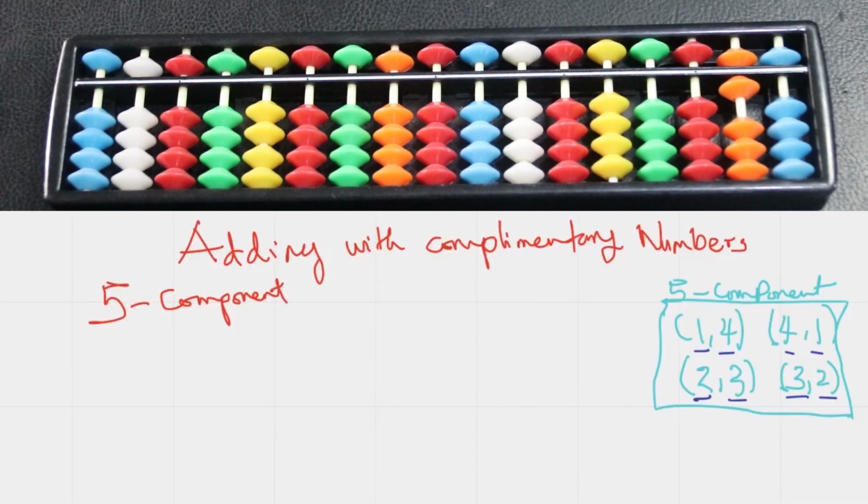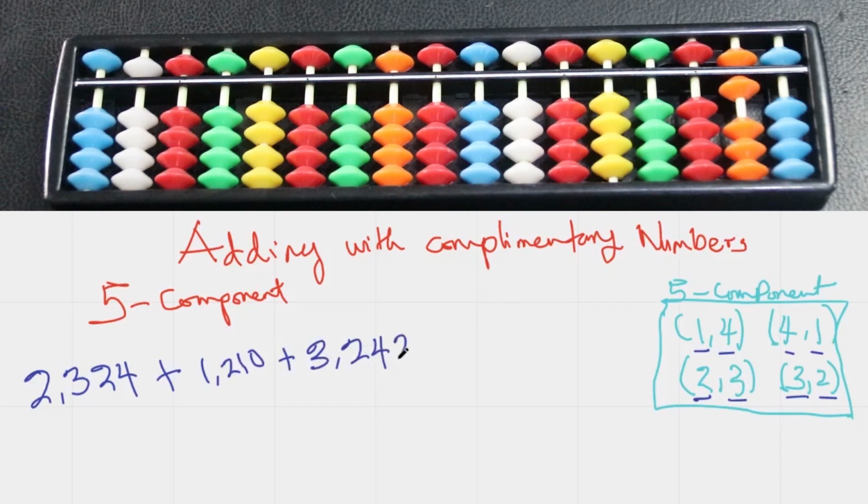So I'm going to be solving from the workbook, page 61. I'll solve the first question. I would like you to follow me. This is 2,324 plus 1,210 plus 3,242 plus 1,121. What is the answer?